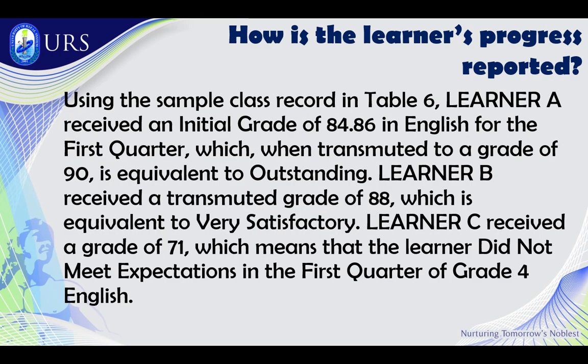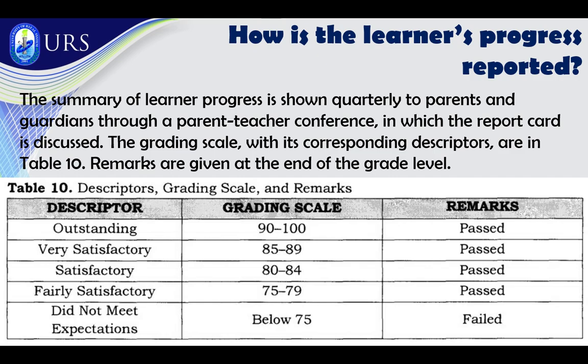So, katulad dito, yung learner A ay nakagarner po siya ng 84.86 sa English sa first quarter. So, ito po ay transmuted sa 90. So, nasaan po ba yung 90? So, as outstanding po yan. So, ang remarks po ng bata ay pass.